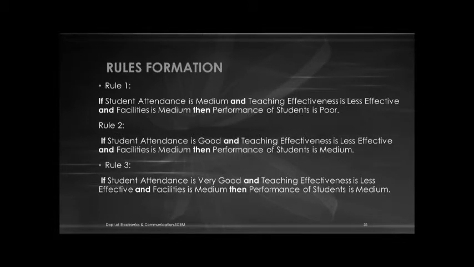Here in the field of artificial intelligence, there are various ways to represent knowledge. Perhaps the most common way to represent human knowledge is to express it in natural language. Here, if is an antecedent and then is a consequent. Here are the two subjectivities, student attendance and teaching effectiveness. These two are connected by linguistic connectives such as and, or and not. But here we are using the and operator. These are my three rules I'm giving as examples.